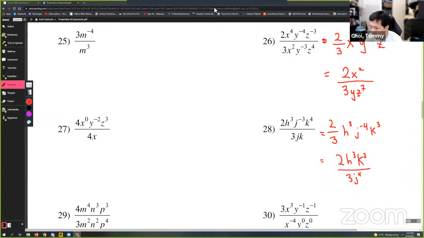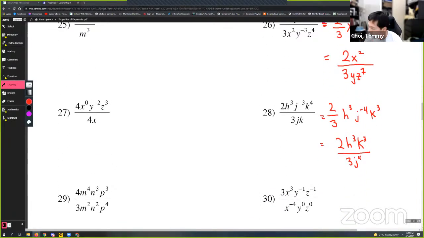So word problems, exponential laws, identifying functions, and that's it. That's all you have to worry about. Okay. Any other questions from the properties?